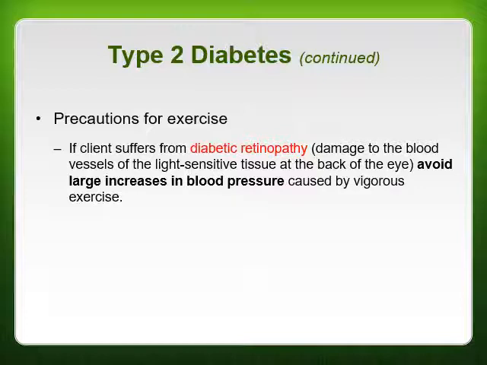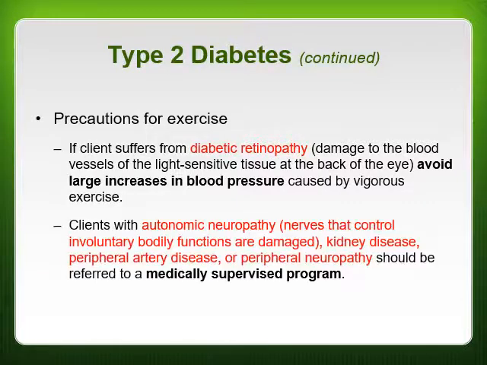If they suffer from diabetic retinopathy, retinopathy has to do with damage to the blood vessels of the light-sensitive tissue at the back of the eye. So that's why we see retinopathy, like the retina, a part of your eye. If they have issues with this, they should avoid large increases in blood pressure caused by vigorous exercise. So you're going to want to keep the intensity down. Absolutely no Valsalva maneuver.